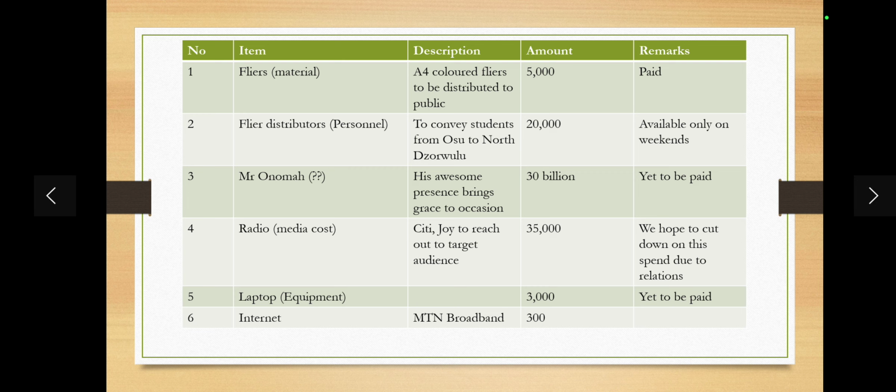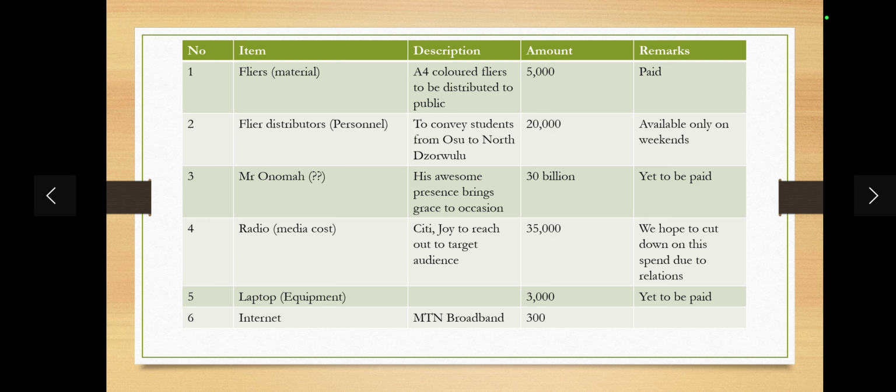Look at this example here. We have item, description, amount, and then if you want to add remarks, that's fine. So you see the item, flyers. It is under material. That's why I put material in brackets. Flyer distributors are under personnel. They are the human resource. The description is to give you an idea of what it is about. They are to convey students, that is, to distribute flyers among students or whoever the target group is. And the cost is 20,000 cedis.